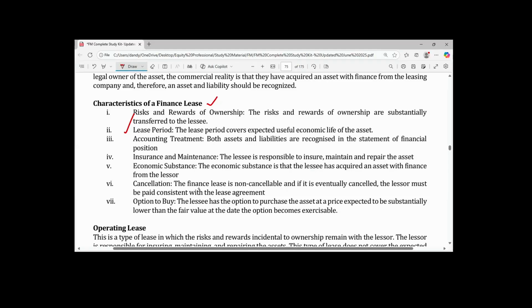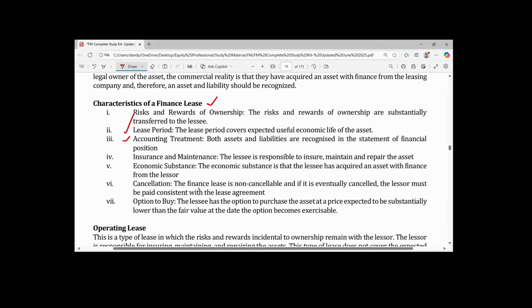Then the accounting treatment of finance lease is that both the asset and liability are recognized in the statement of financial position. Even though legally the lessee is not the owner of the asset, because most of the economic useful life of the asset will be enjoyed by the lessee, it is essential that the lessee accounts for that in his statement of financial position. Then of course, the insurance and maintenance costs will be borne by the lessee.